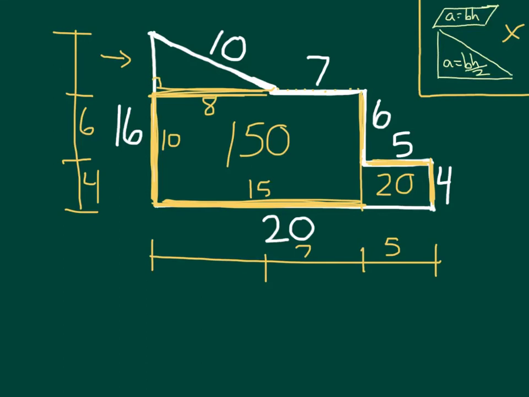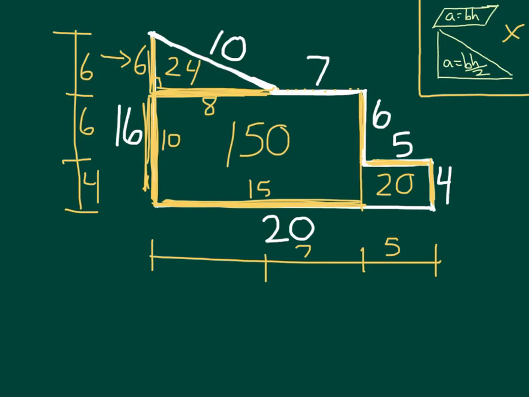And then the top up here, we said we're going to find this one in a moment. If we found this to be 10 and the whole thing to be 16, then 16 minus 10 is 6. And so I have a triangle that has a base of 8 and a height of 6. Once again, our formula for that is base times height divided by 2. So 6 times 8 is 48. Divided by 2 is 24.